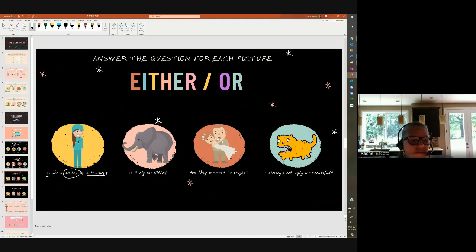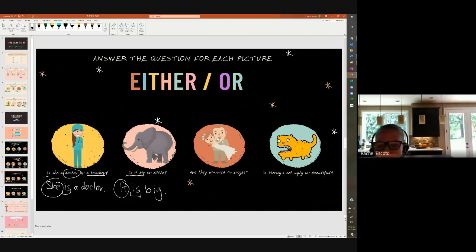Okay, ready? This one says, is she a doctor or a teacher? This means you must choose. And the answer is she is a doctor. And this one, is it big or little? It is big, right? For each one, I have my subject and my verb to be. This one, are they married or single? They are married. I have my subject and my verb to be.